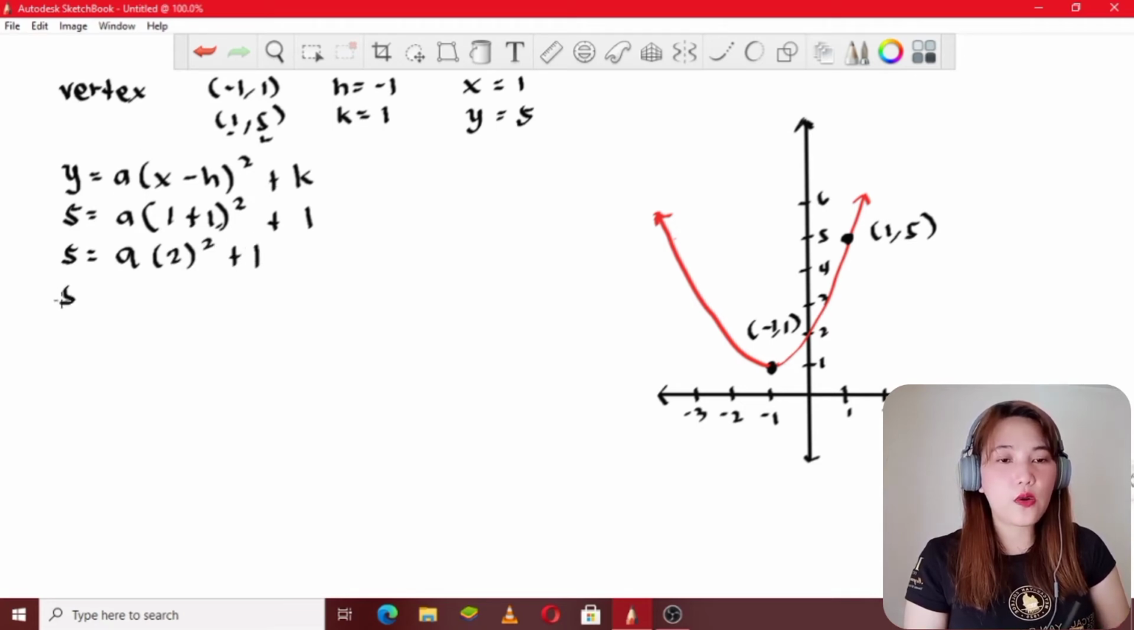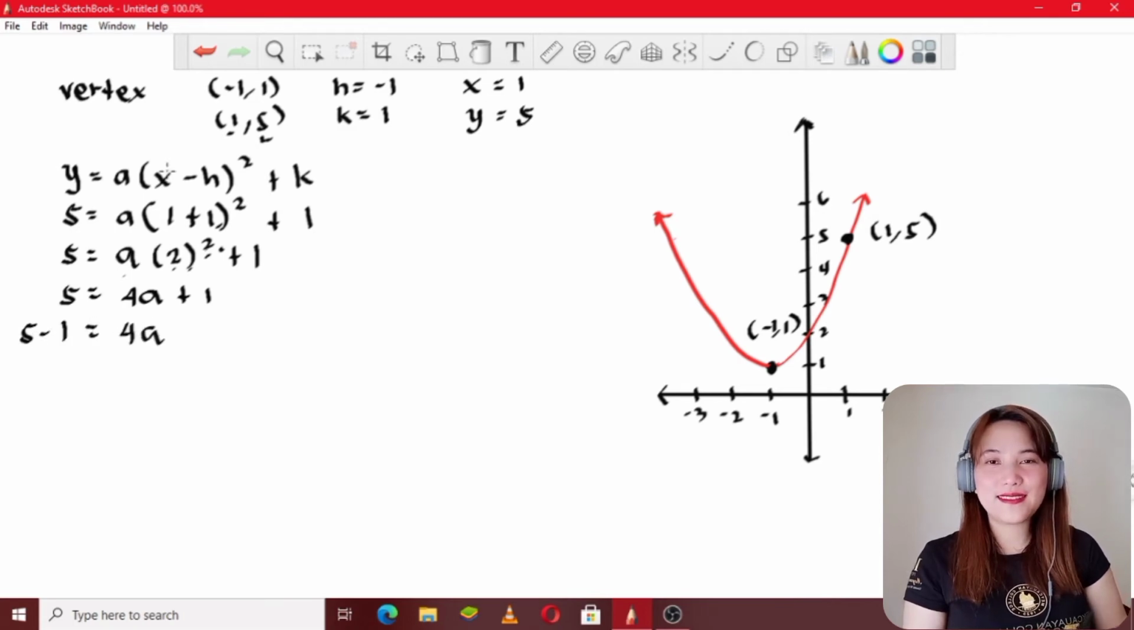So, we will have now 5 equals, square ng 2, 2 squared is 4. 4 times a, that is 4a. And then, we will copy plus 1. So, lipat natin ng 1 on the other side of the equal sign. This will become 5 minus 1 equals 4a. 5 minus 1 is 4 equals 4a.